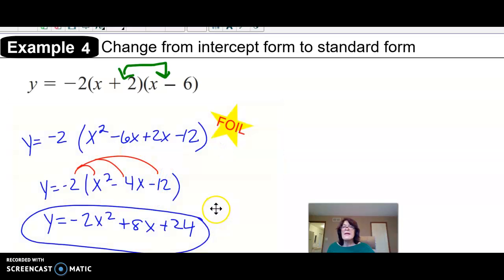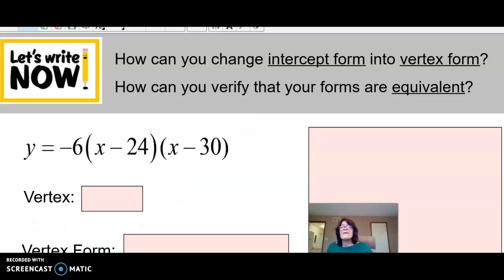All right, now that you're back, we FOIL this: x squared minus 6x plus 2x minus 12. Then we added these two together, right? Negative 6x plus 2x is negative 4x. Combine your middle terms, take your negative 2 through. Now we have standard form. Okay, in case you want to change from intercept form to standard form.